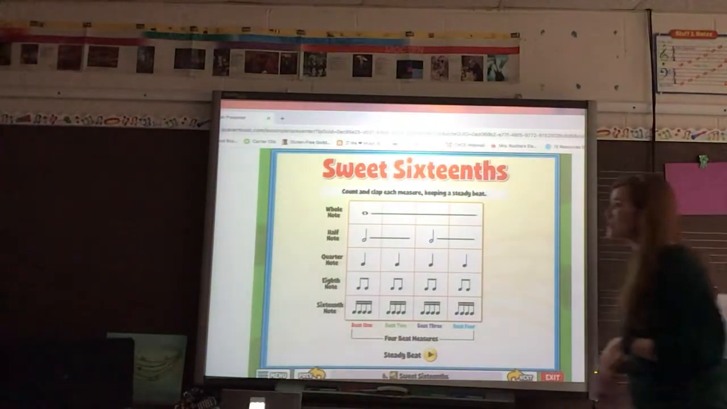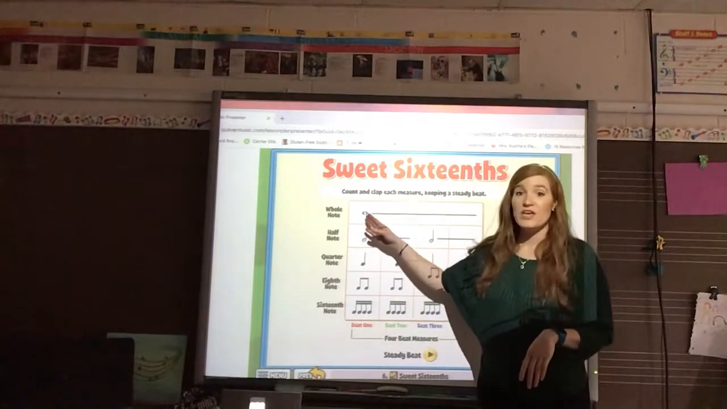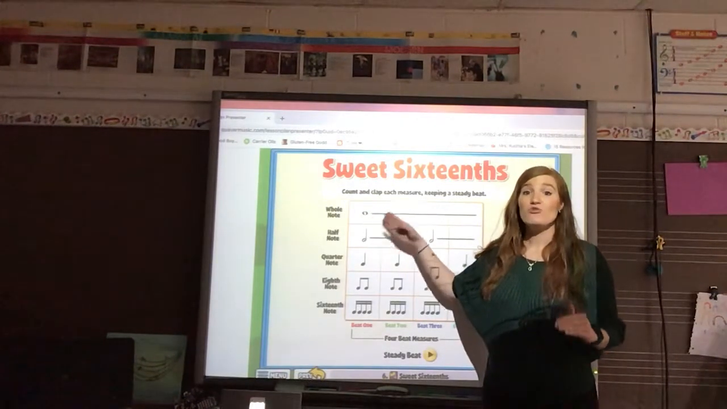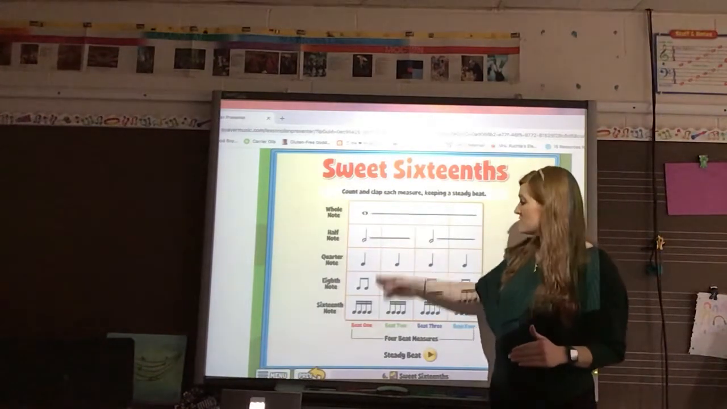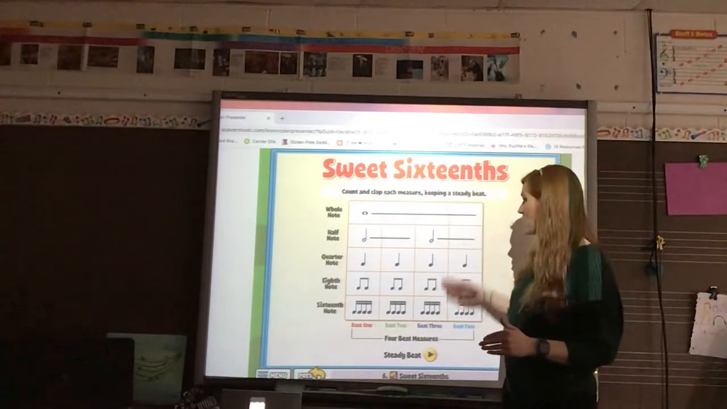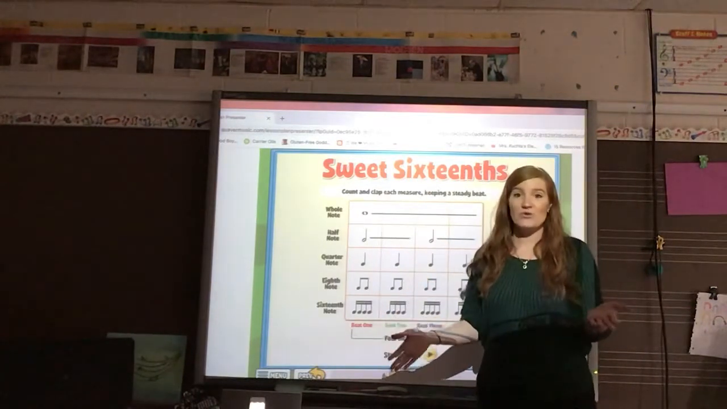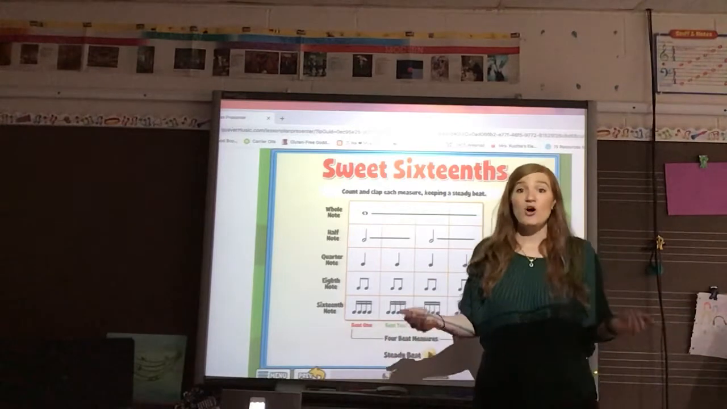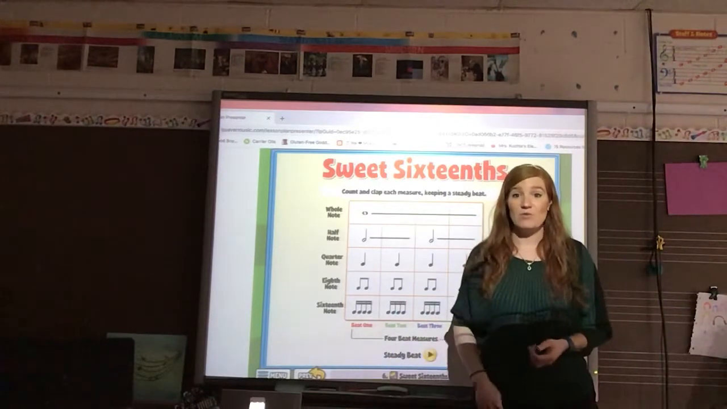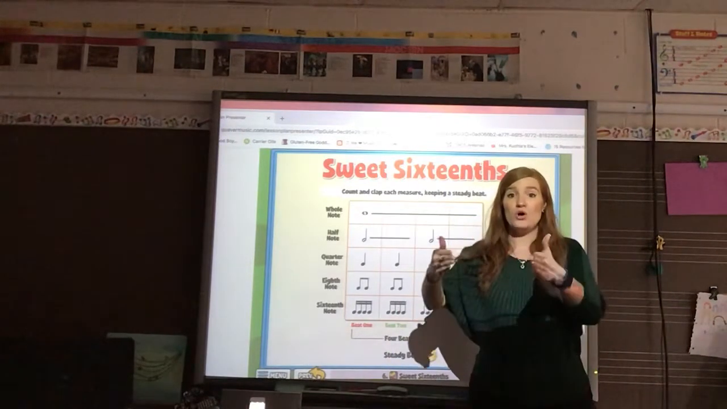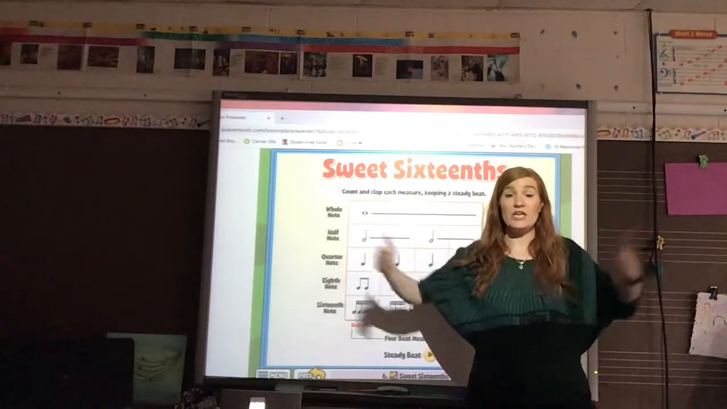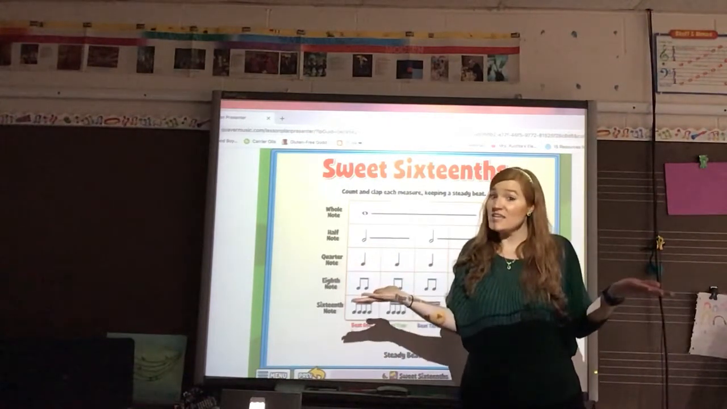Okay, here's our chart. Our whole note, if you remember from our video, gets 4 beats. I hope you can see the lines in the boxes right here. So here's how we're going to remember whole note. Whole note gets 4 beats. This is what we say for it. Whole note, hold it.